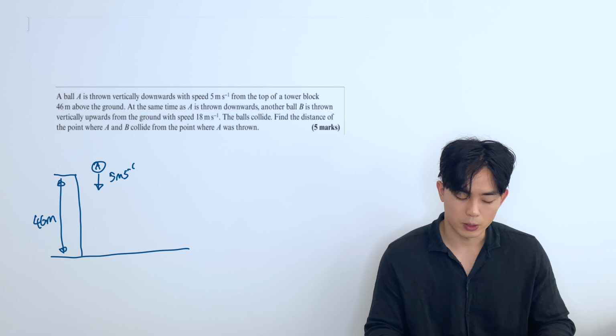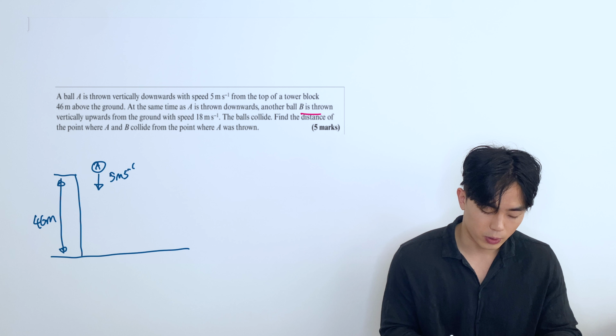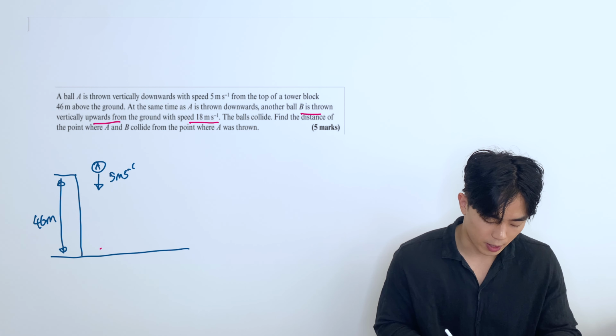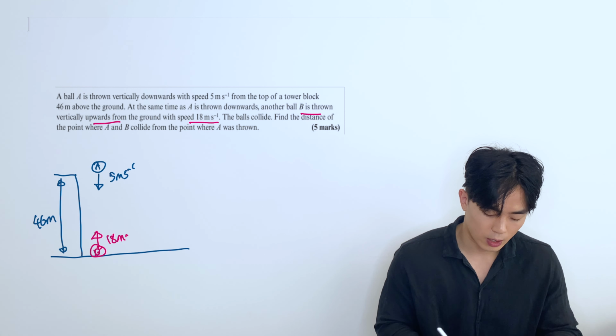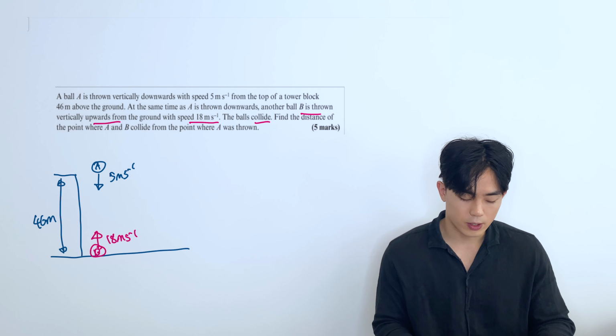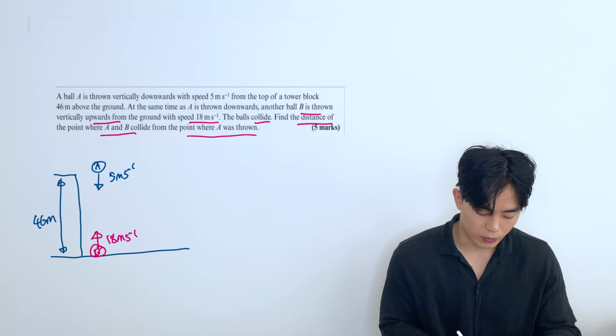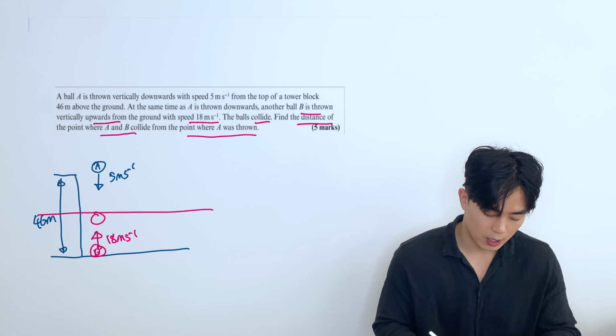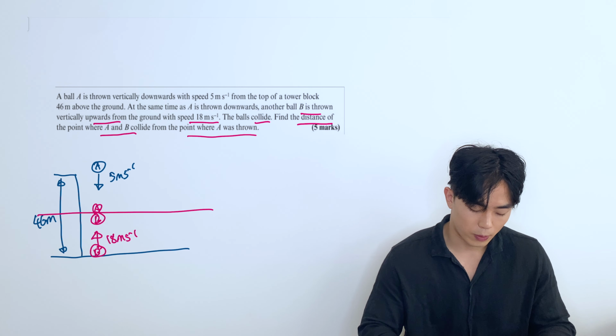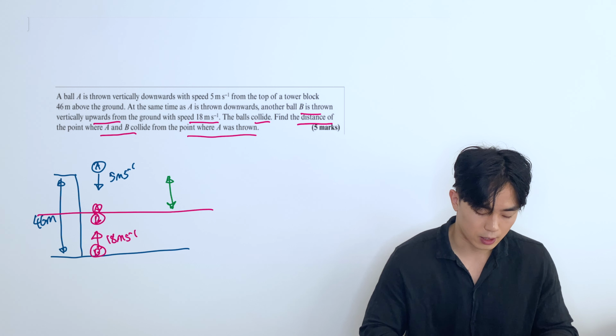Now we have another ball, B, thrown vertically upwards from the ground with speed 18. So there's another ball here, B, and that's being thrown upwards this time with a speed of 18 meters per second. The balls collide. Find the distance of the point where A and B collide from the point where A is thrown. So they're going to collide roughly here, right? Let's just draw something like this. B and A, so that's where they're going to collide. And they want the distance from where A is thrown, so they want this distance x like this.